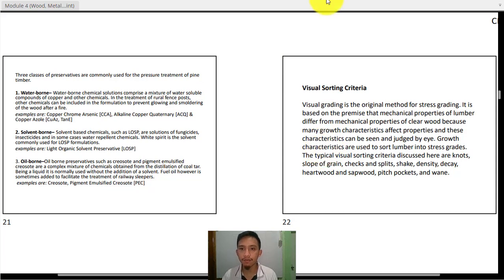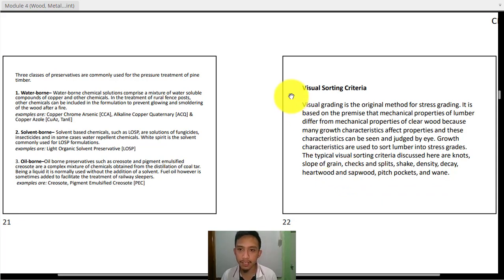Visual grading is the original method of stress grading. It is based on the premise that mechanical properties of lumber differ from mechanical properties of clean wood because many growth characteristics affect the property, and these characteristics can be seen and judged by eye. Growth characteristics are used to sort lumber into stress grades. The typical visual sorting criteria discussed here are knots, slope of grain, check, split, shake, density, decay, hardwood, softwood, pitch pockets, and weight.